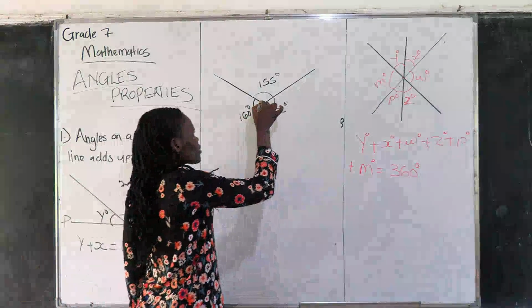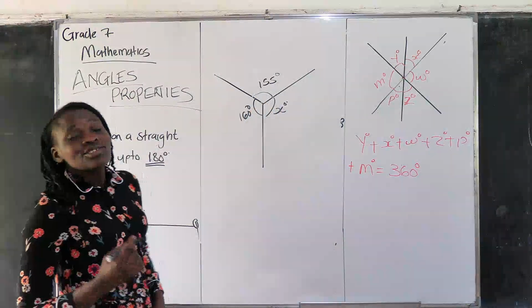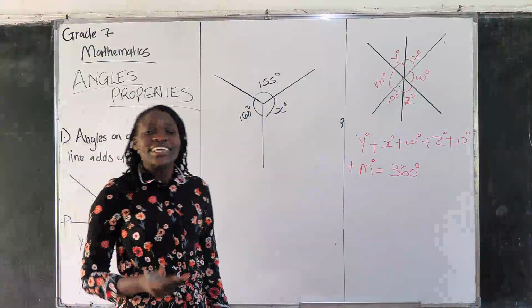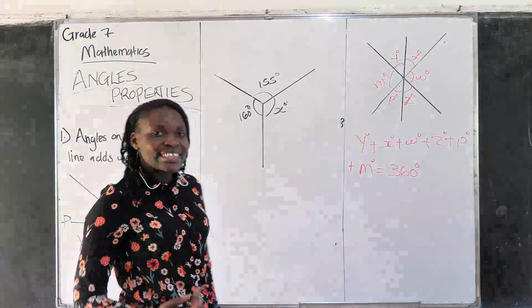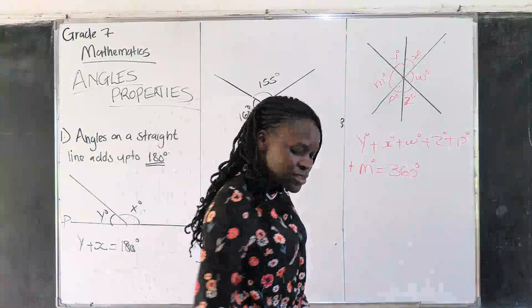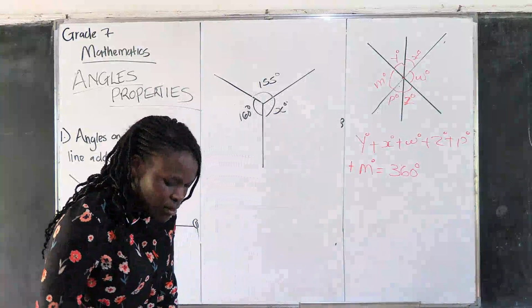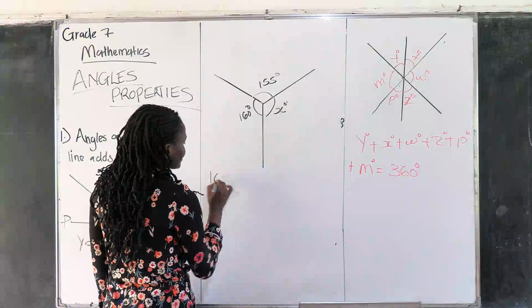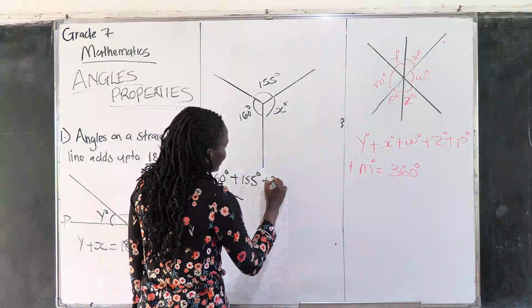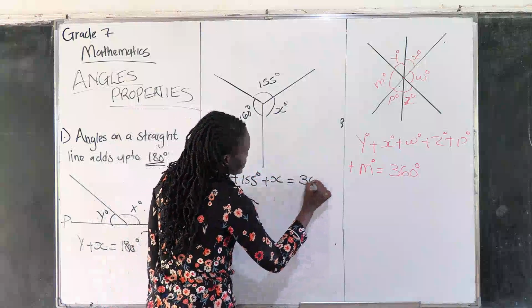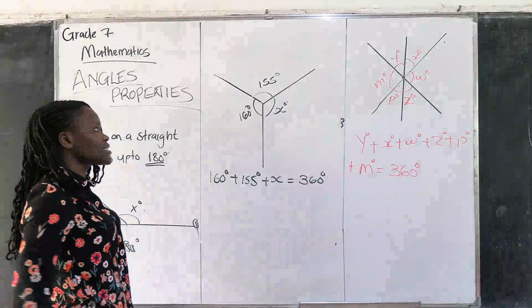Immediately you see that these angles are meeting at one point. So, which property are you going to use? Angle at a point add up to 360 degrees. So let's do it together. So we are going to have 160 degrees plus 155 degrees plus x should give me 360 degrees. Angle at a point add up to 360 degrees.